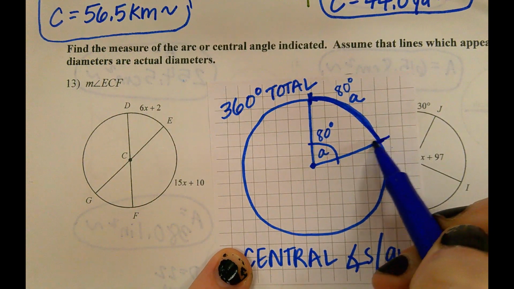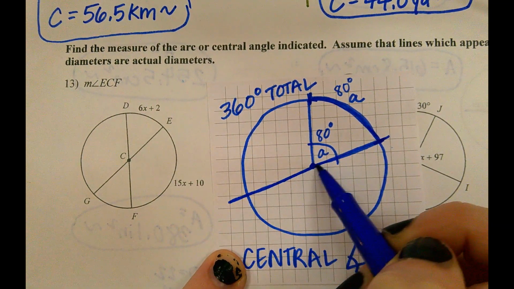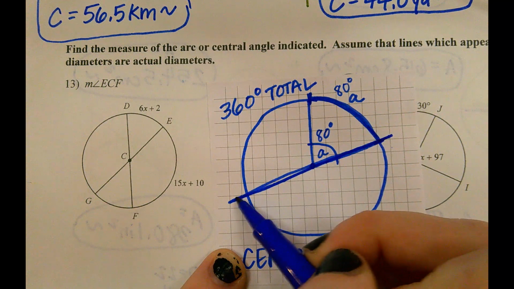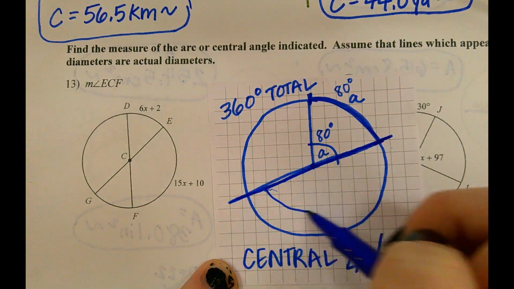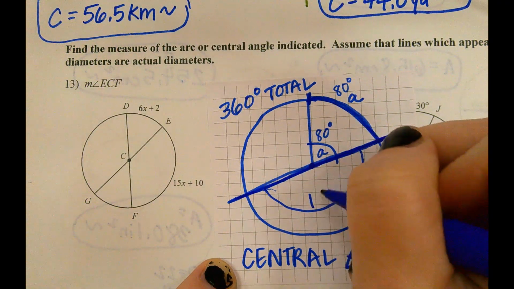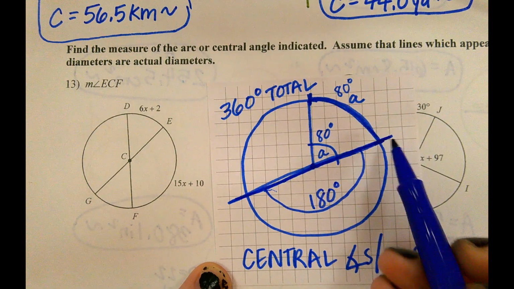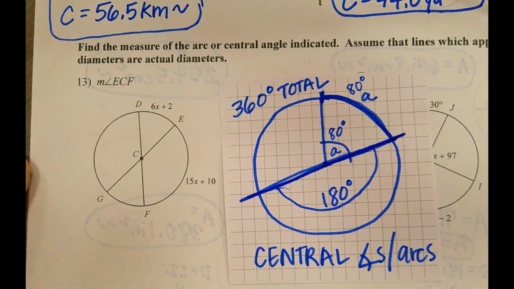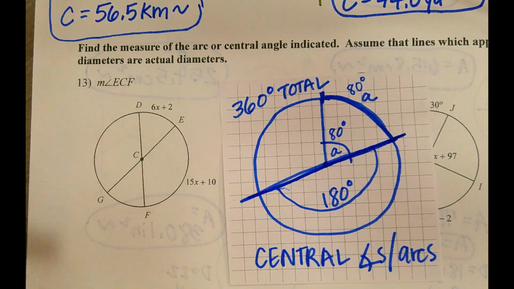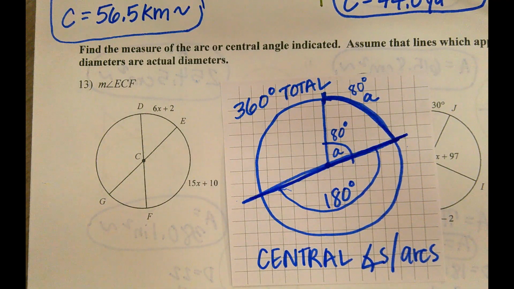And if I have a diameter, meaning a line that goes all the way through the middle of the circle, half of that circle is 180 degrees because we've got that straight line that's being formed. So these are all pieces of information that are going to help us with the rest of these problems here.